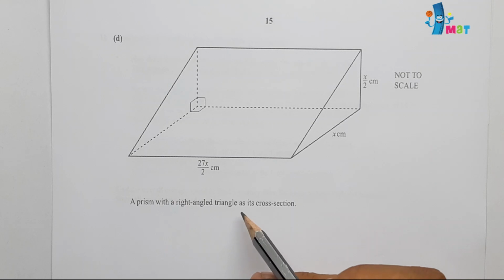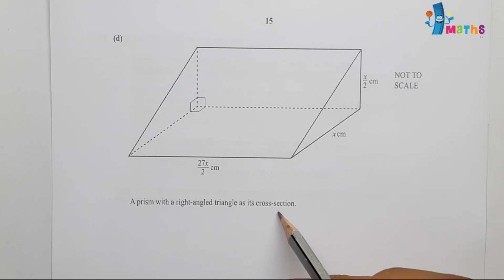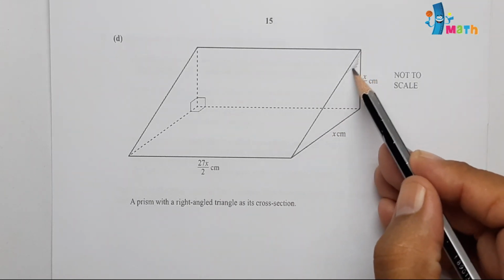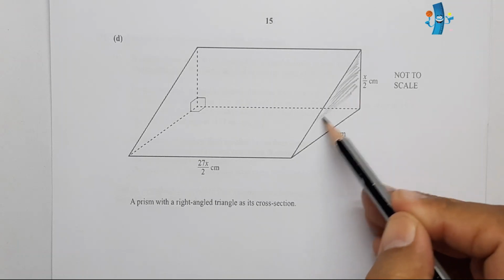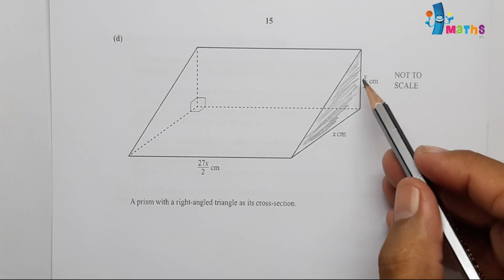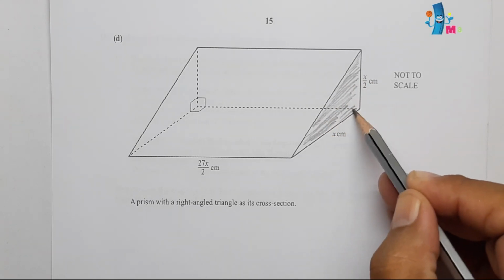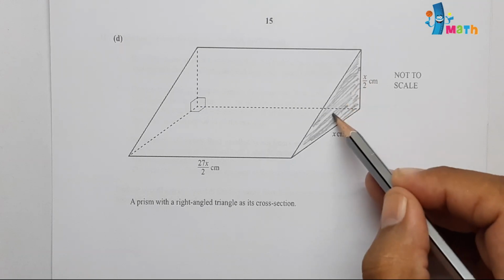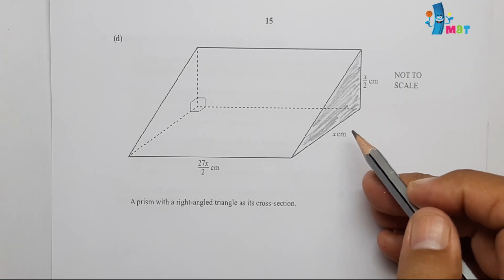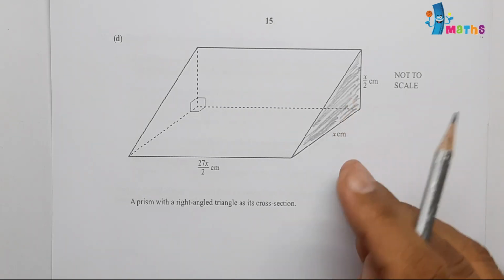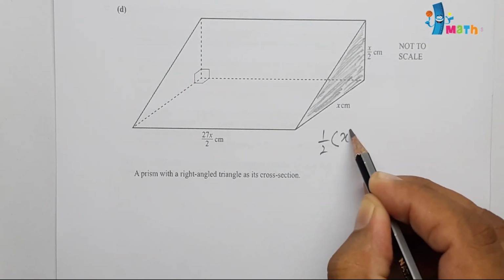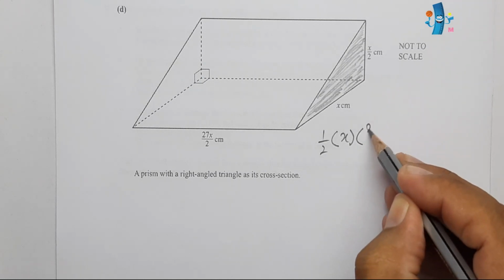Part D, a prism with a right angled triangle as its cross section. So in case of a prism, we know we need to find the face area, and face area multiplied by length will be the volume. So we can find this face area. We have base and height, we have both things, so we will use the formula to find this base area. We will use 1 by 2 into base into height, which is x by 2.